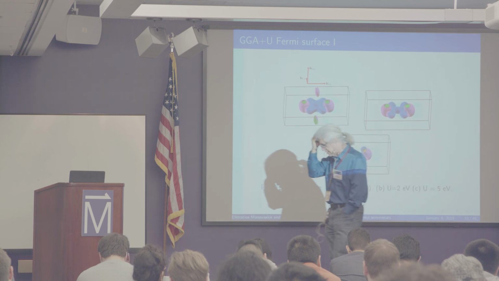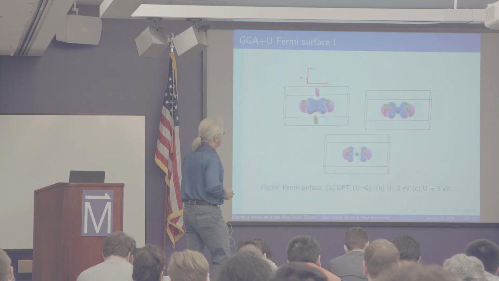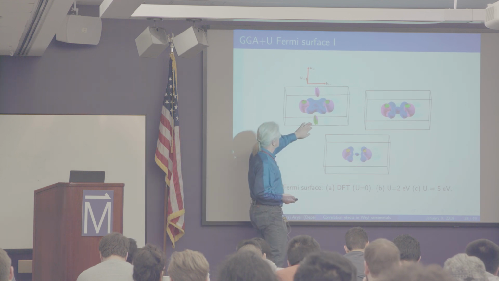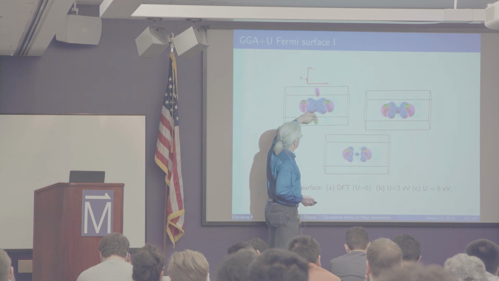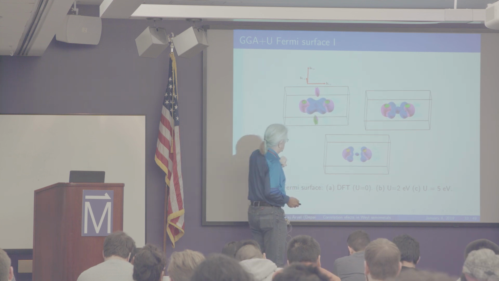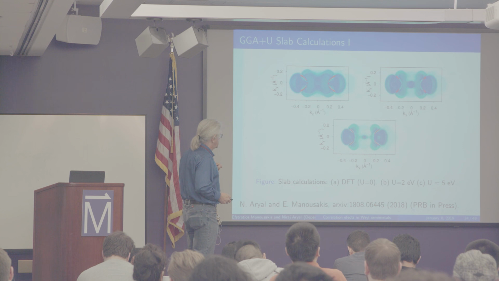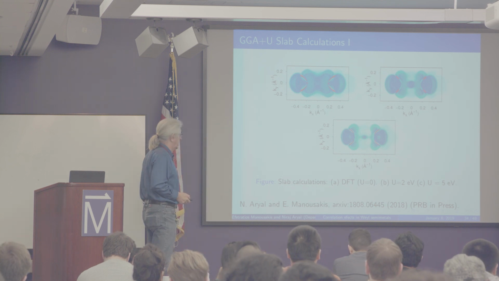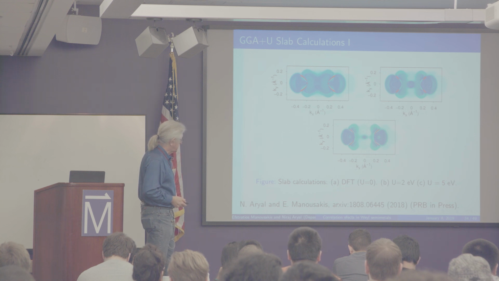You get a very significant Lifshitz transition. In the meantime, for a small value of U, you can call this a Lifshitz transition too, when you lose these ones, and you also lose one hole pocket in the middle of this. But as I said, this is now a slab calculation, so you can see the Fermi arcs.